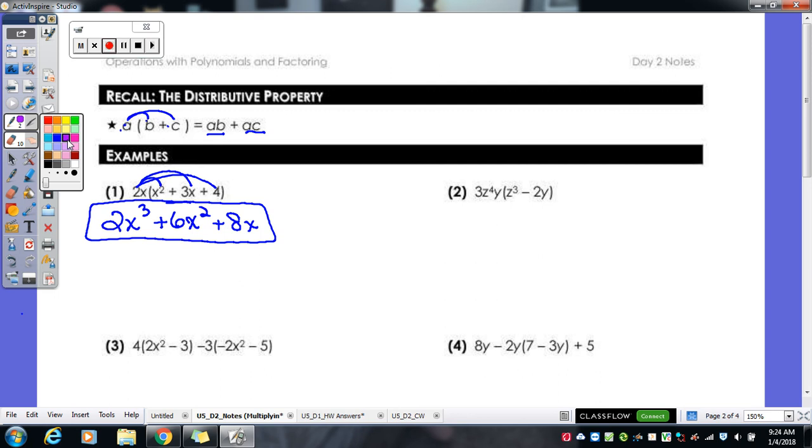It would not, because there's no x with my 4. It's just a 4, so it only gets multiplied times the 2.